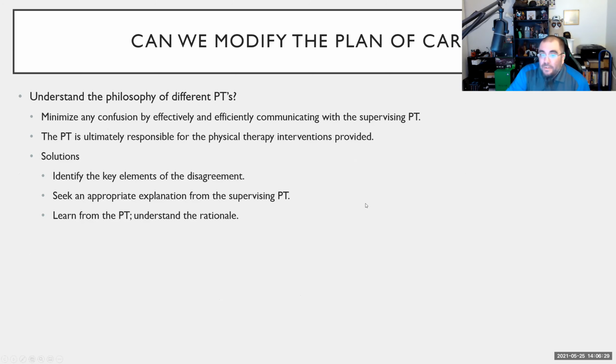How do we understand the philosophy of different PTs? Talk to them, right? Minimize confusion by communicating effectively and efficiently with supervising PTs. Speak to them. The PT is ultimately responsible for the physical therapy interventions provided, right? So what happens if we disagree? Identify the elements of disagreement. Talk to them, right? Learn from the PT just like they're going to learn from you, right? And understand their rationale. There may be a very specific reason.